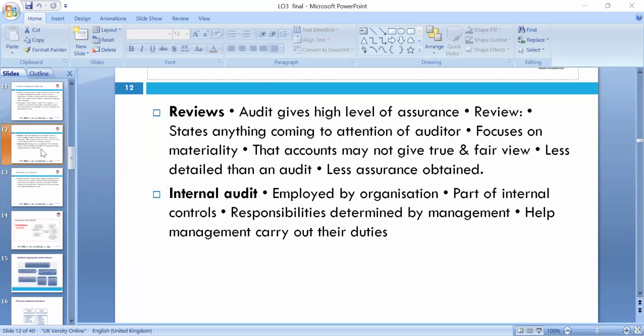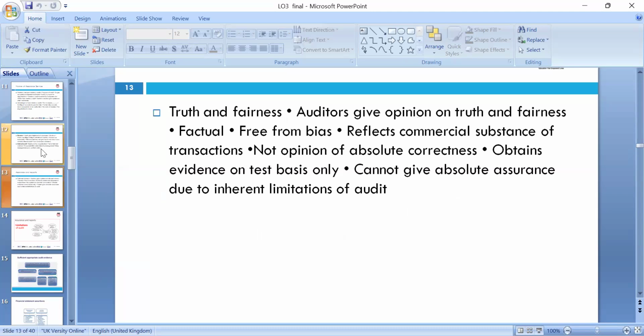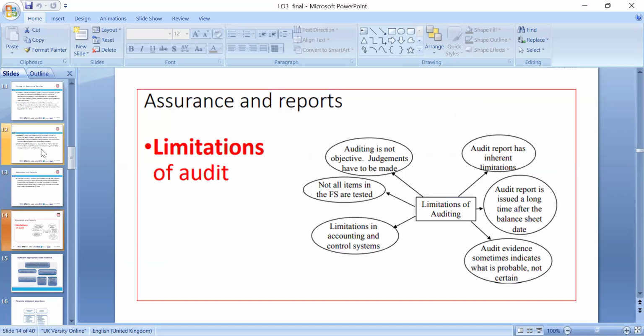We need to make sure auditors give an opinion on the truth and fairness of the financial statements, that they are factual, free from bias, and reflect the commercial substance of the transactions. It is not an opinion of absolute correctness; auditors obtain evidence and test on a sample basis only, and cannot give absolute assurance. There are inherent limitations in audit, so we have to keep that in mind.